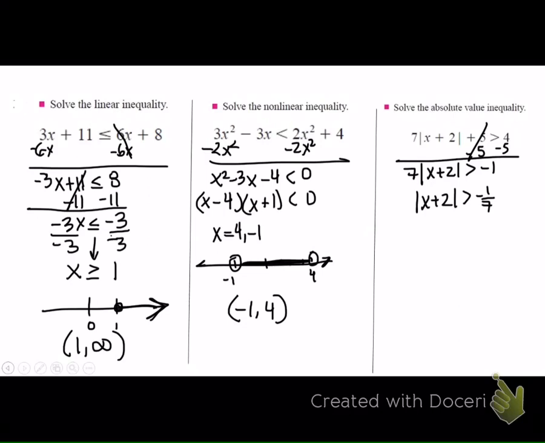Because it's a greater than symbol, we have to split it into 2: x plus 2 is less than 1/7, and negative 1/7 is less than x plus 2. And from here, we're going to go ahead and simplify these two.